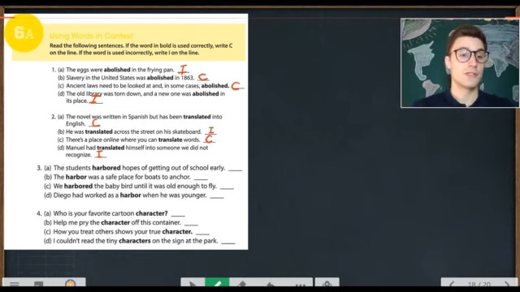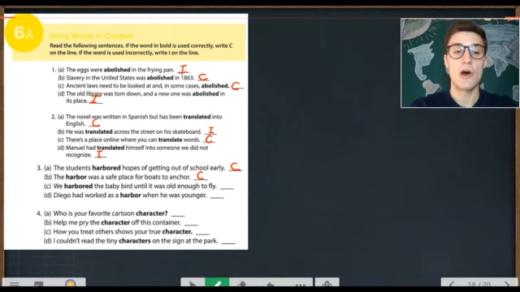The students harbored hopes of getting out of school early. Can you harbor hopes? Harbor a feeling or a thought? Correct. B. The harbor was a safe place for boats to anchor. Correct. A harbor is a place for boats.